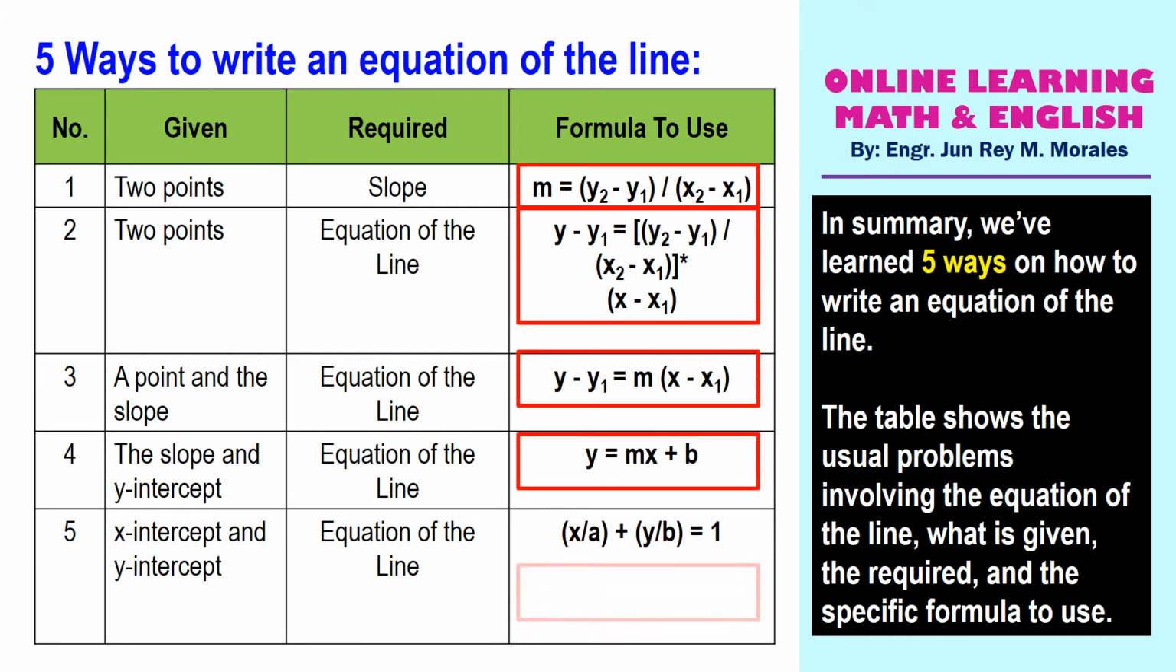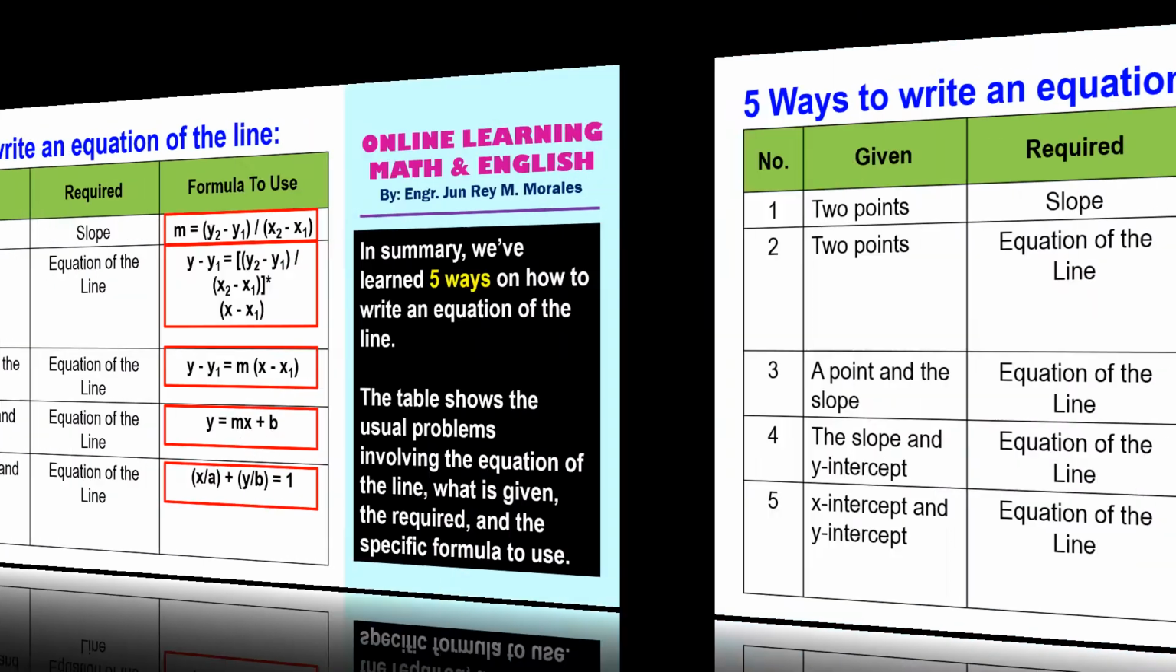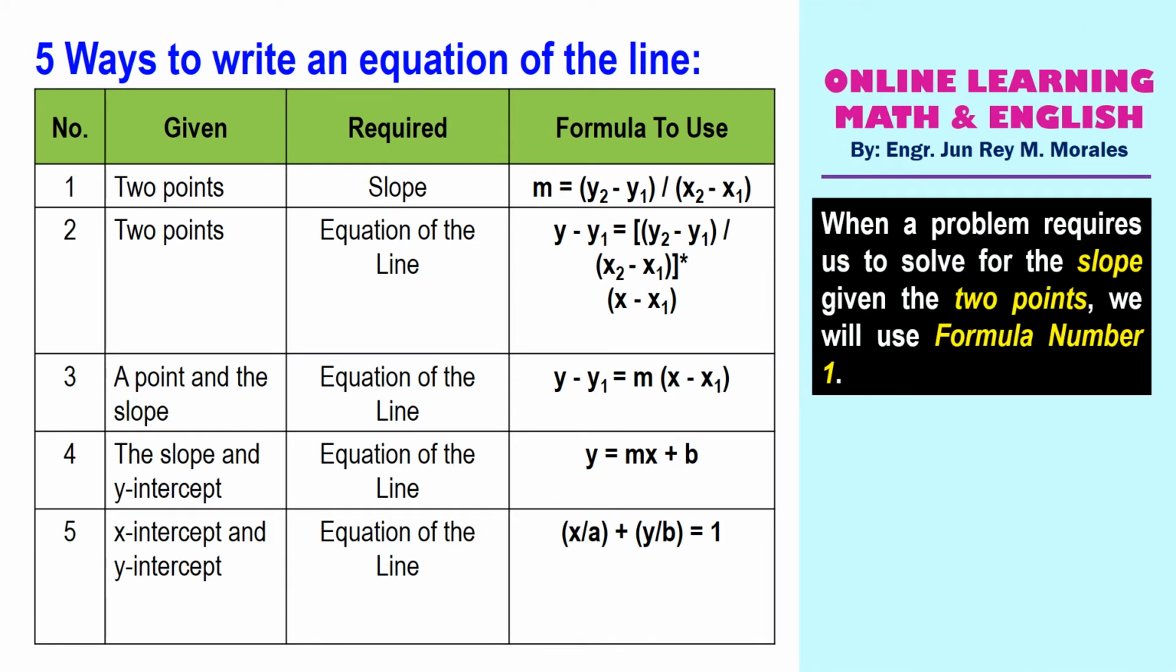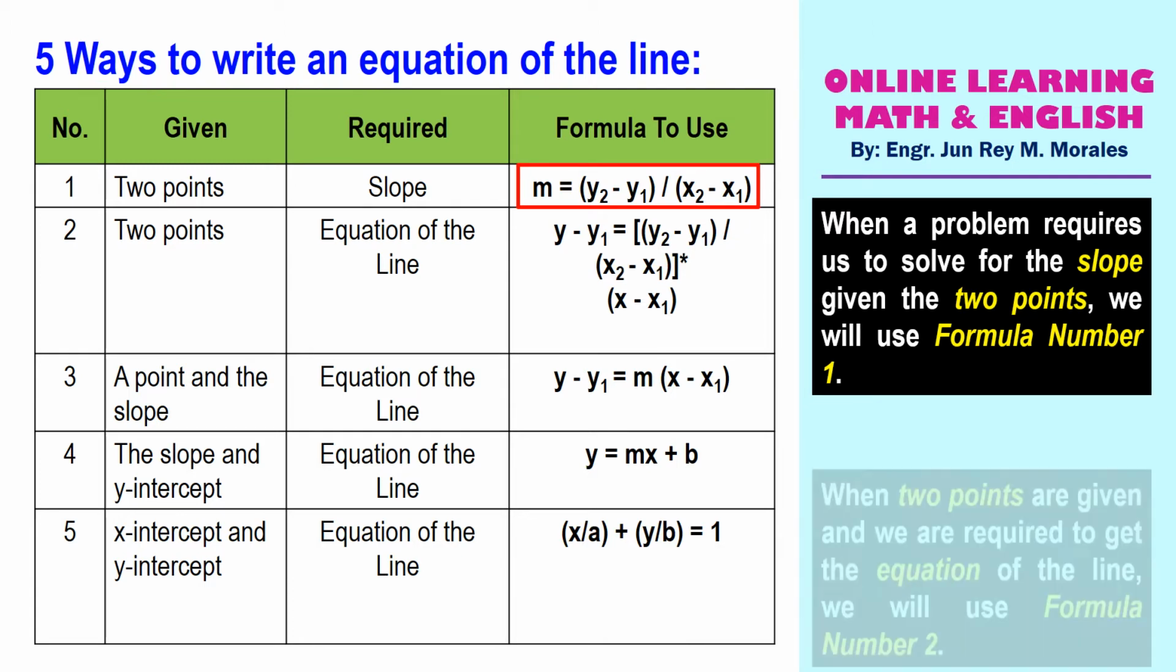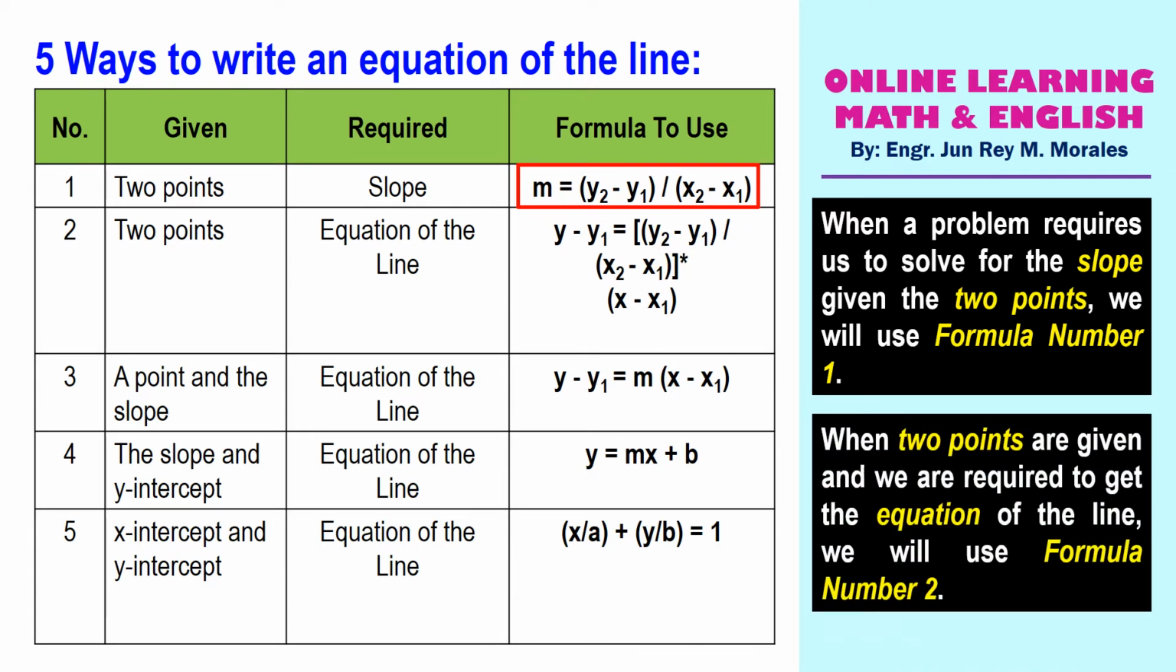The table shows the usual problems involving the equation of the line, what is given, the required, and the specific formula to use. When a problem requires us to solve for the slope, given the 2 points, we will use formula number 1. When 2 points are given, and we are required to get the equation of the line, we will use formula number 2.